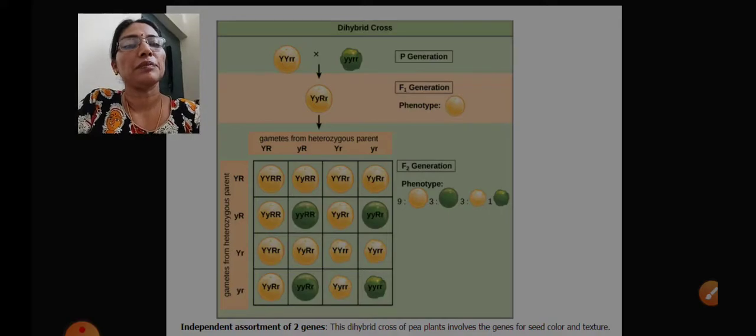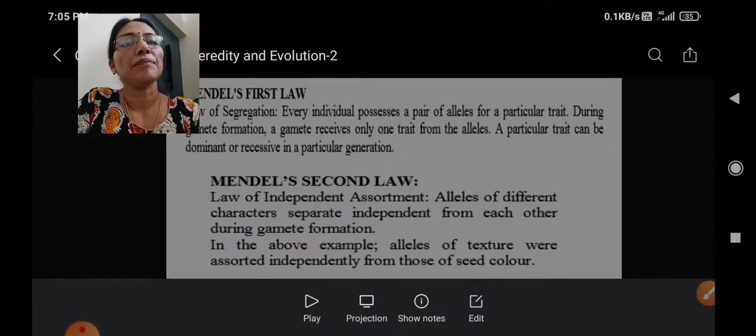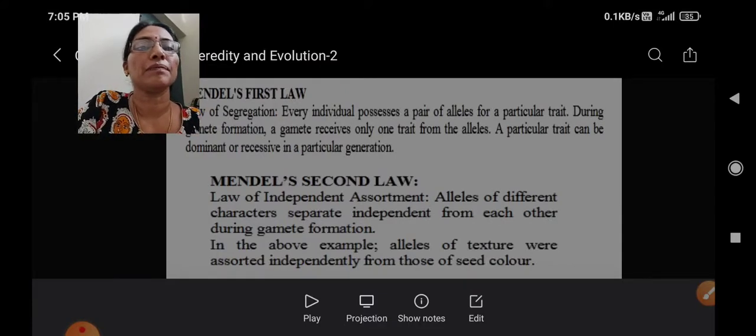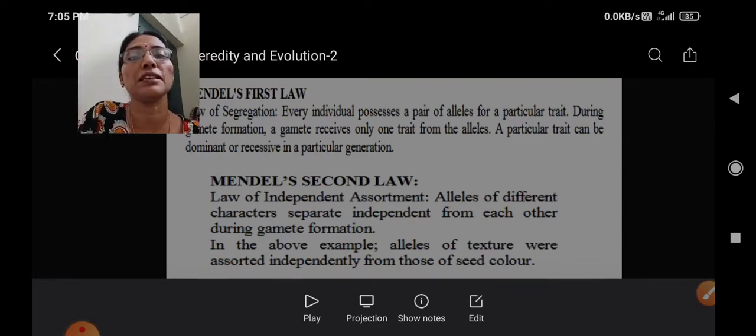Now 16 different types of plants. Now you can see Mendel's second law. Mendel's second law is also called the law of independent assortment. Alleles of different characters separate independently from each other during gamete formation. We have seen this already.